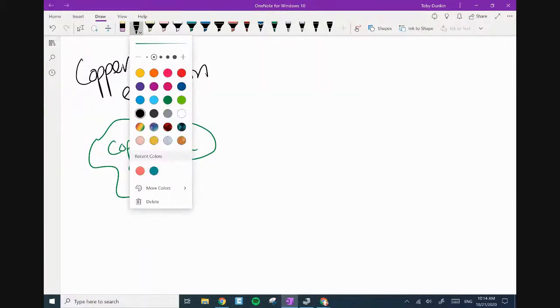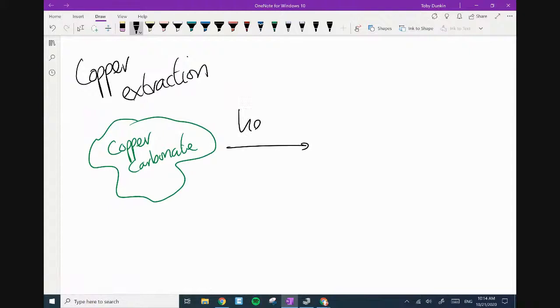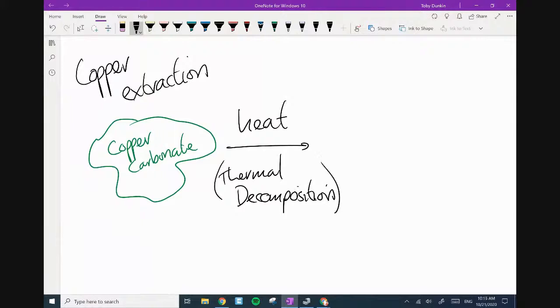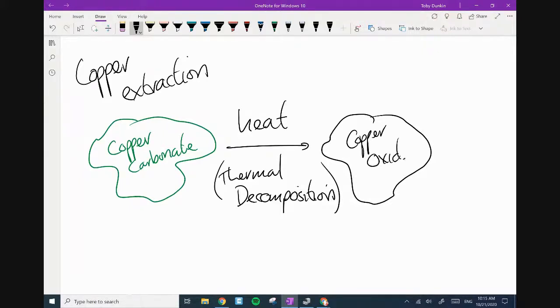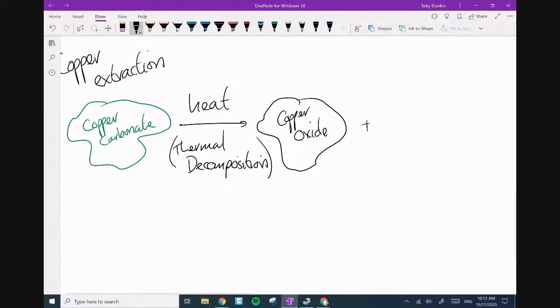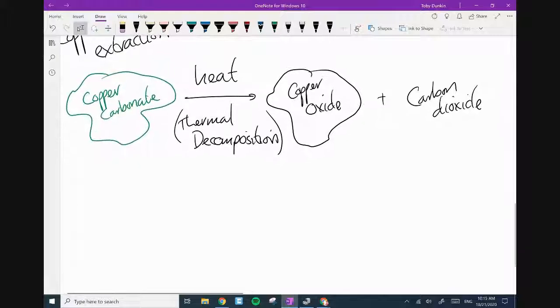We heat it. Now, when we heat it, it'll go through what's called thermal decomposition. Thermal means heat, decomposition means to break down. It's going to break down with heat. Now, what it becomes is black copper oxide and carbon dioxide. If we were in school, I would have got you guys to do this. It's actually a really lovely practical, because you see it change color and it's a beautiful thing.